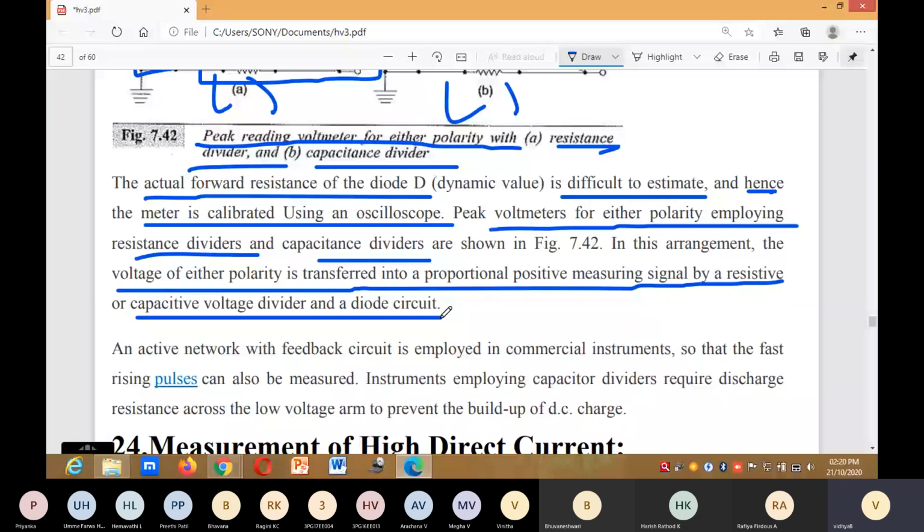The actual forward resistance of the diode is difficult to estimate, and hence the meter is calibrated using an oscilloscope. Before, we have used an electrometer. Peak voltmeters for either polarity employing resistance dividers and capacitance dividers, we have seen here. In this arrangement, the voltage of either polarity is transferred into a proportional positive measuring signal by a resistive or capacitive voltage divider and a diode circuit.